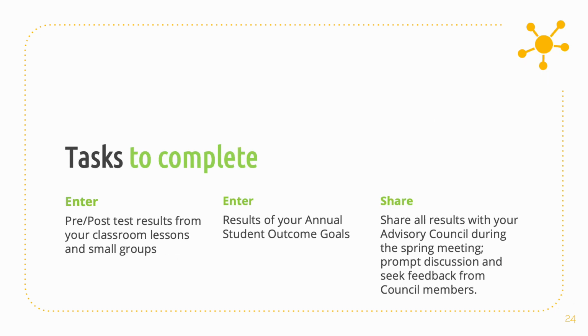For now, your tasks to complete are: 1. Enter the results from your pre- and post-tests for your classroom lessons in small group. Most importantly, these should be the results for your lessons that you plan to submit to ASCA with a Ramp application. 2. Enter the results of your annual student outcome goals. 3. Share all results with your advisory council during your spring meeting. Have your council members discuss their reactions to the results, and be sure to seek their feedback. You can prompt discussion by asking council members to consider what these results mean for the counseling program, looking ahead to next school year. Be sure to record all discussion from the meeting in your advisory council meeting minutes.